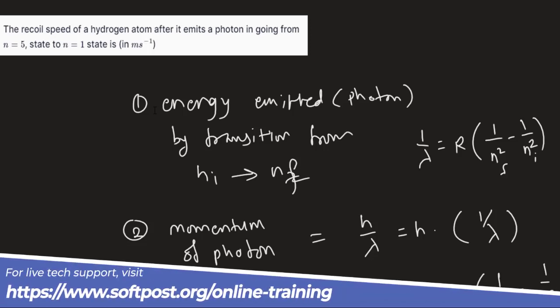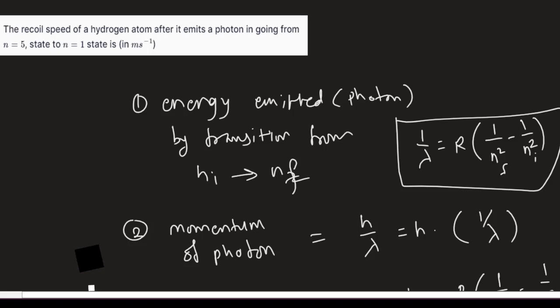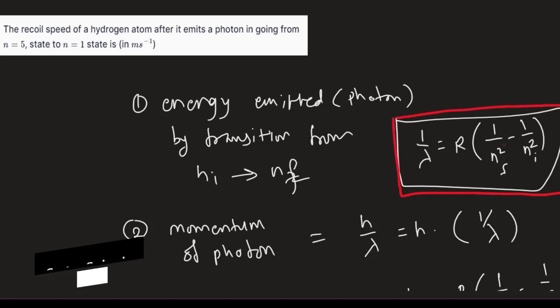So basically what happens is that when the hydrogen atom is going from the n is equal to 5, that is higher energy level, to the lower energy level, a photon is emitted. And when the photon is emitted, we can calculate the wavelength using this formula. 1 upon lambda is equal to R into the bracket 1 upon ns square minus 1 upon ni square.